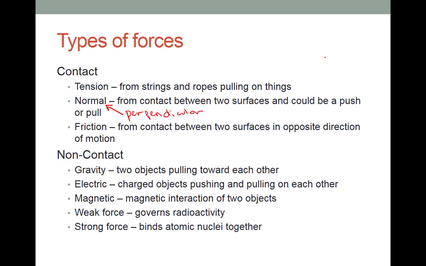Friction. Friction comes from the contact between two surfaces and points in the opposite direction of the motion. We have a slide coming up where we go into friction in more detail. Okay. All of these require contact. The string has to be touching the thing it's connected to. Normal forces, you have to be touching in order to have them. Friction, again, if the block isn't touching the surface, then there's no friction there.